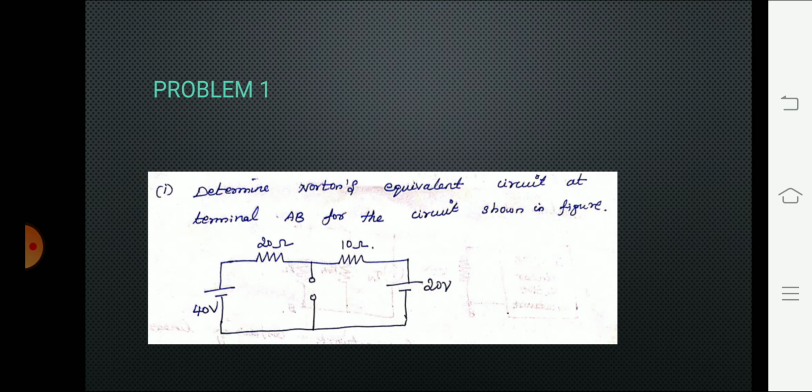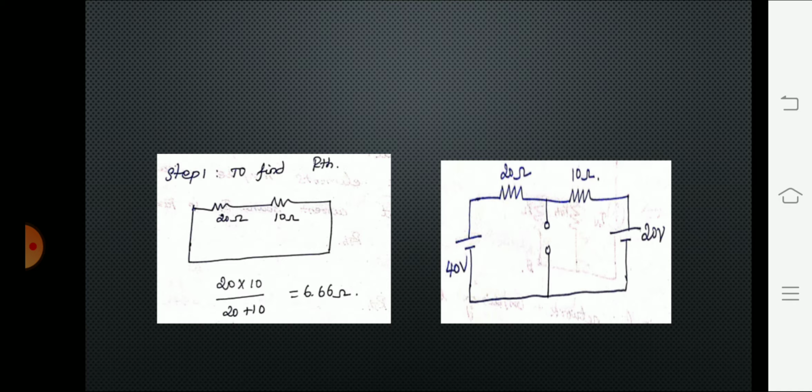The first problem is to determine the Norton's equivalent circuit at terminal AB for the circuit shown in figure. It consists of two voltage sources, 40 volt and 20 volt. First we find the RTH value. We know the procedure to find the RTH. Remove the load resistance and short circuit the voltage source, and the diagram will be rearranged like that. So 20 ohm and 10 ohms are connected in parallel. So we get the answer 6.66 ohm RTH.